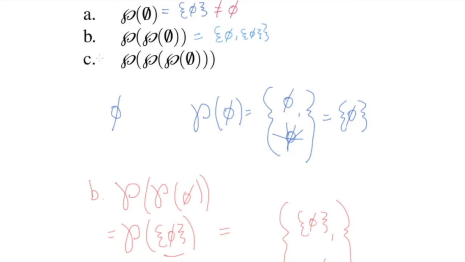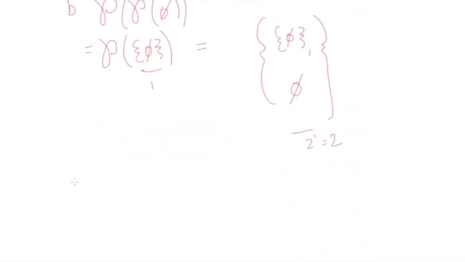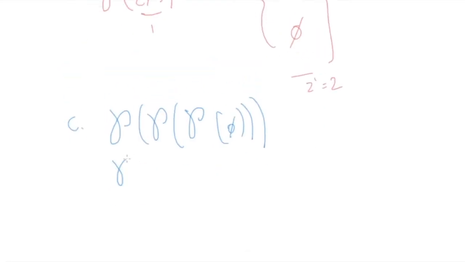Now question C is asking us what's the power set of that one. So it's asking us to go one step further. Okay, that's no problem, we can do that. So C is asking us what is the power set of the power set of the power set of the empty set. Dun, dun, dun. Now we know what the power set of the empty set is because we just worked it out. So it is the set containing the empty set and the set containing the empty set, right?